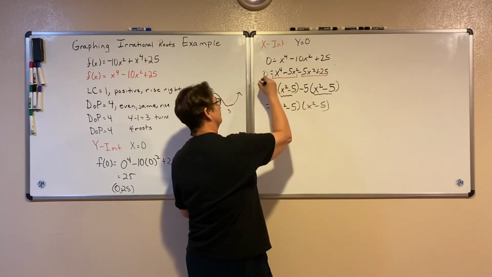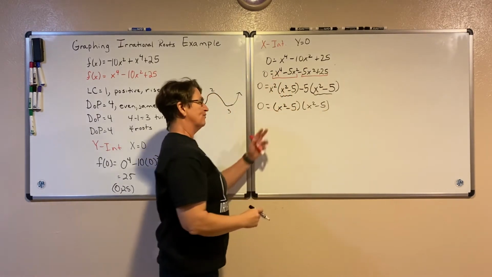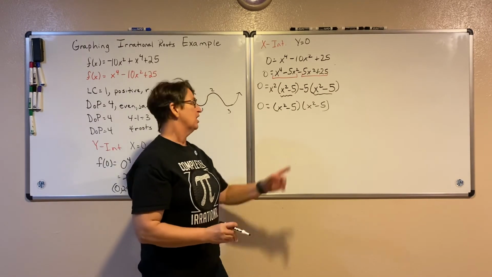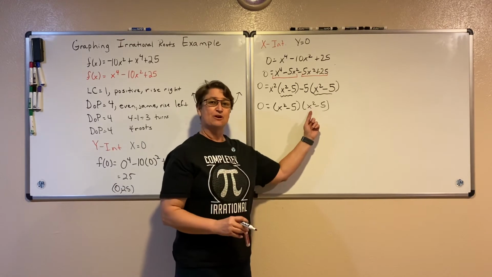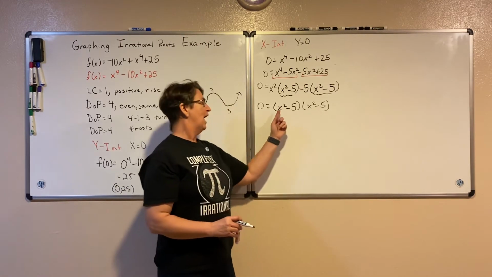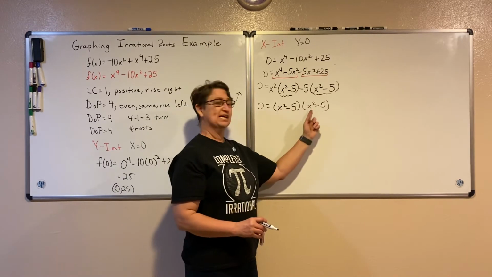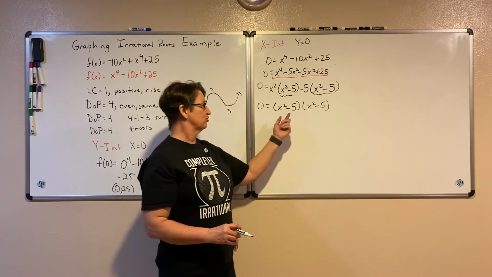Now the whole time this has been equal to 0, so I have two numbers that are multiplying together to equal 0. Not quite done. I want this down to linear factors. So I'm going to factor again to get this down to linear factors.